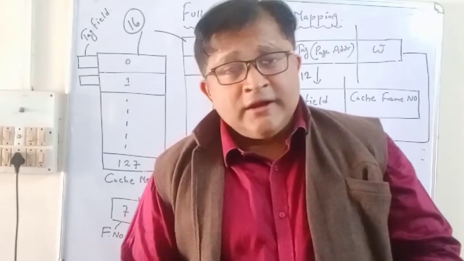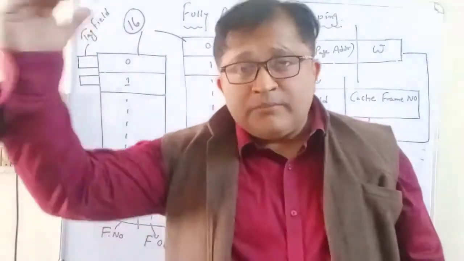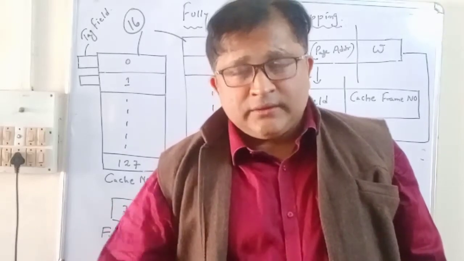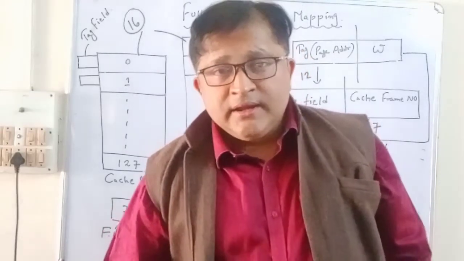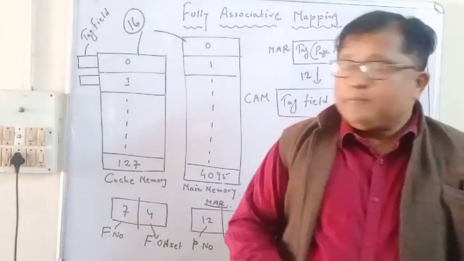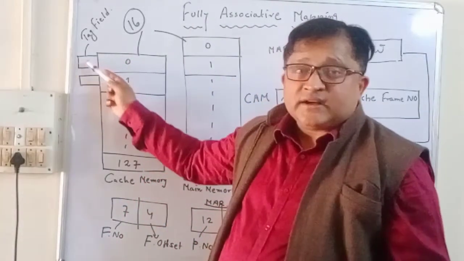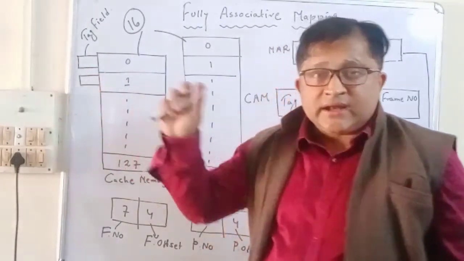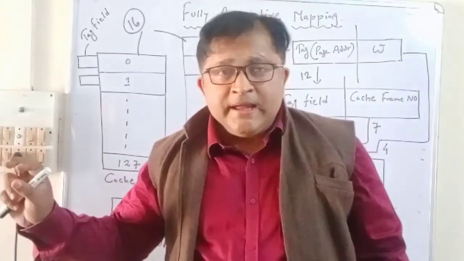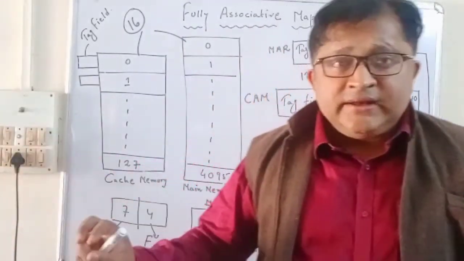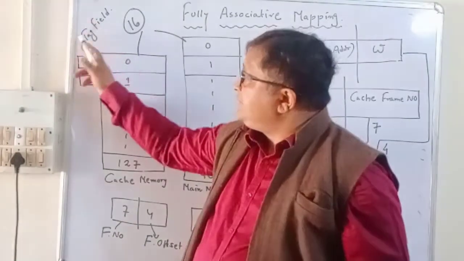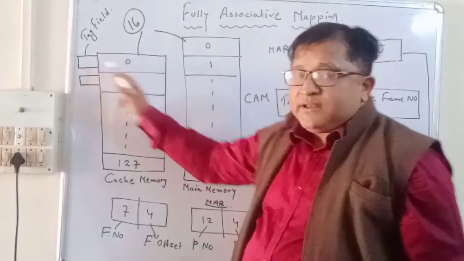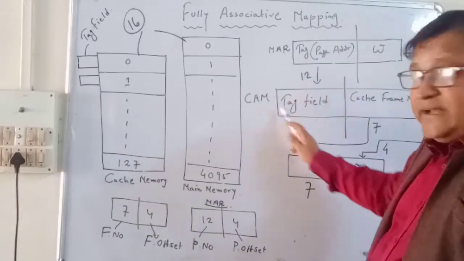All the locations. It is not a sequential search, where locations are searched one by one, in a serial way, one after another. It is not that. It is a parallel searching method, because the comparator circuits are attached with all the tags, individual tags. There are individual comparator circuits. Each comparator circuit works in parallel to compare the page number of the main memory with the tag in the cache memory, that is, the tag field of the associative memory.